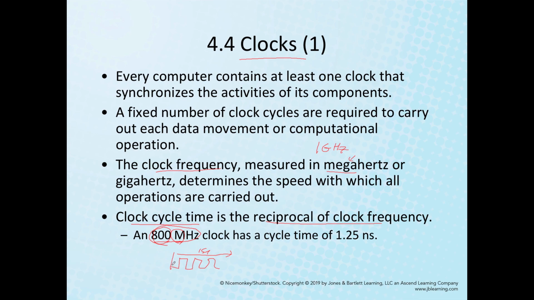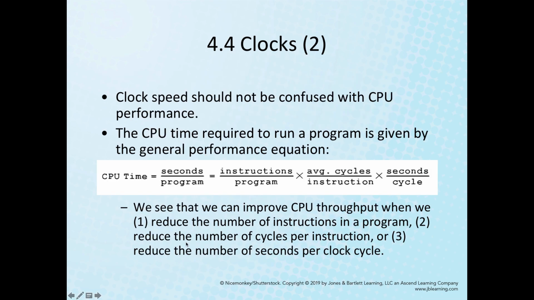Then what is the time for each clock tick? That is the cycle time. So you just take the inverse of that, which becomes the value in seconds for one clock tick. That is 1 over 800 million, which becomes 1.25 times 10 to the minus 9, which is a nanosecond. So 1.25 nanoseconds is the clock cycle time if the clock frequency is 800 megahertz.